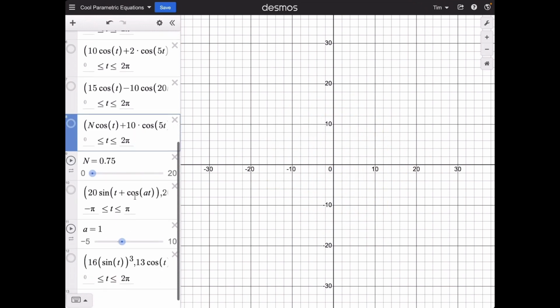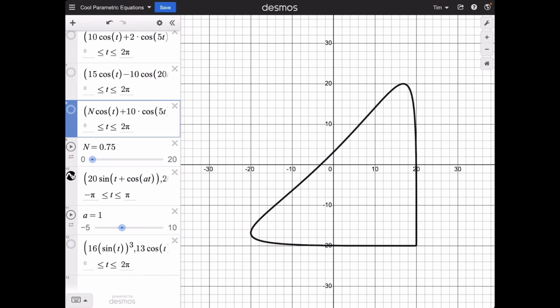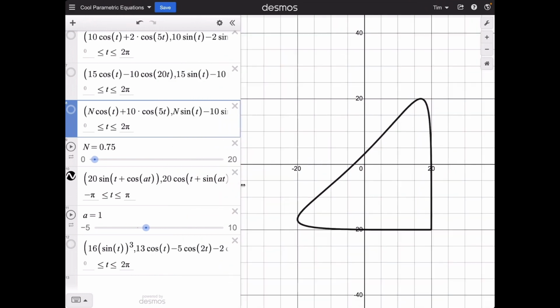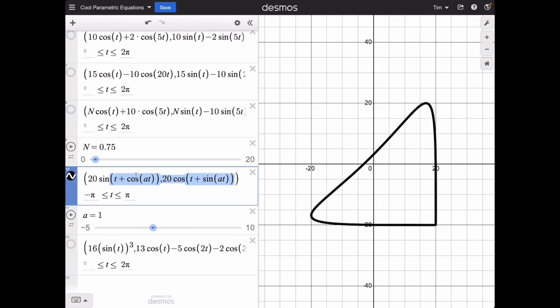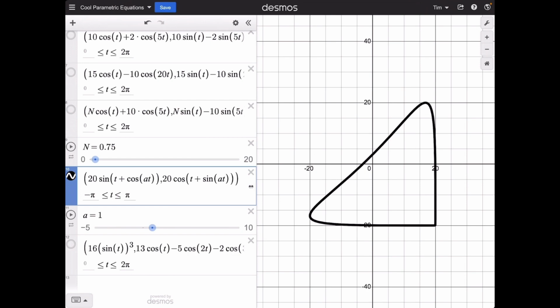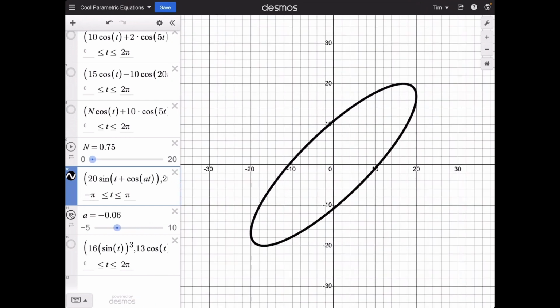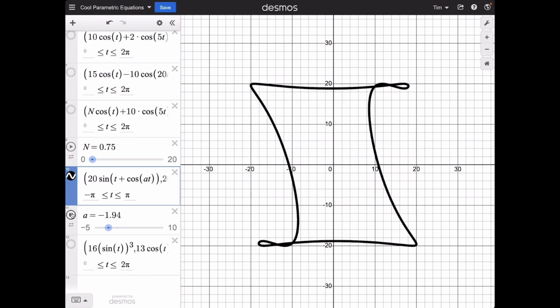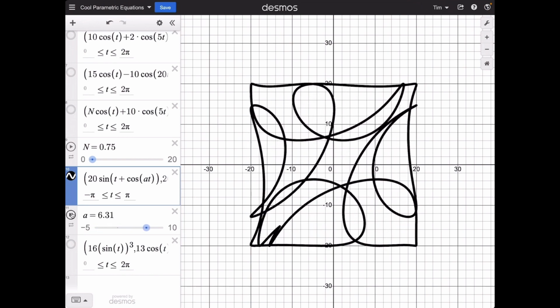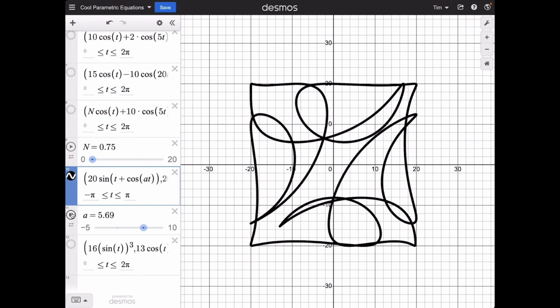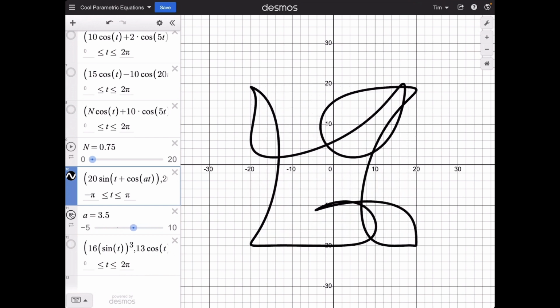This next one is just trippy. Starts off kind of looking like a triangle. And let's just look at the definition here. It's pretty simple. Here's how this is defined. So we have trig functions inside trig functions, and we're adding this constant a. We could actually think of this as another parameter here. And as we change that constant a, watch what the graph does. It just goes crazy. So we get this super cool looking loop-de-loop, just a wild looking parametric graph.